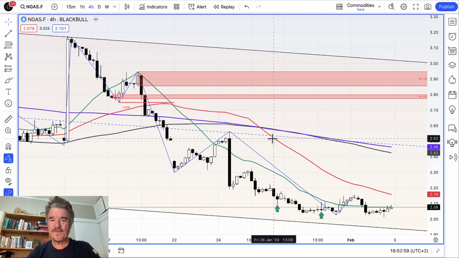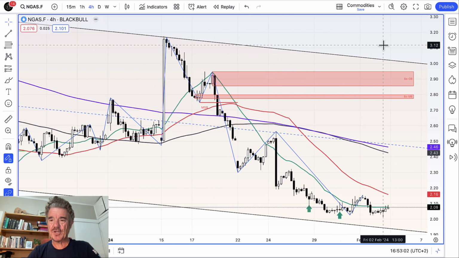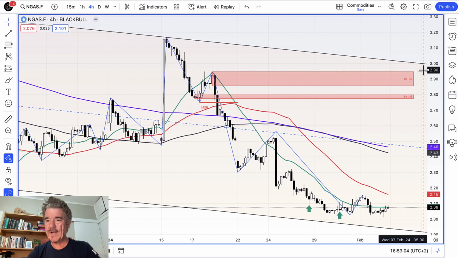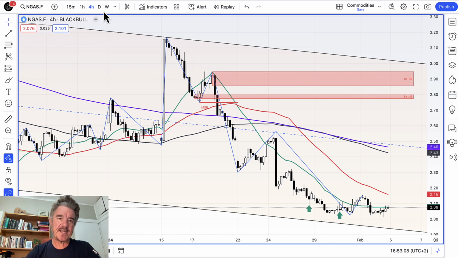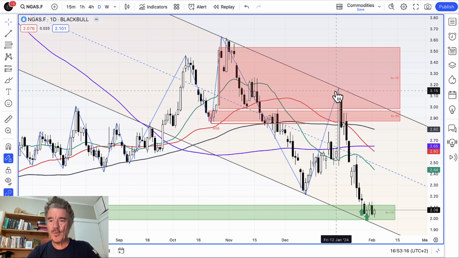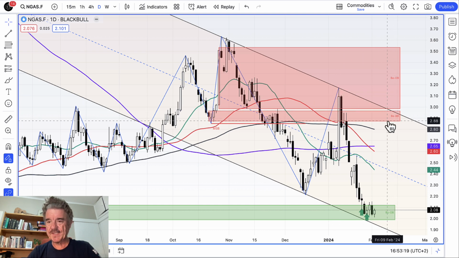If I zoom even further out on the 4-hour chart, you can see where the top of the channel is. This is our target, by the way, at around about $3 initially. That is now the top of this channel. Let's go back to the day chart. So that channel's come all the way down into this order block and resistance level, this red block. And that's at about $3. Actually, it's slightly below, about $2.90 now.